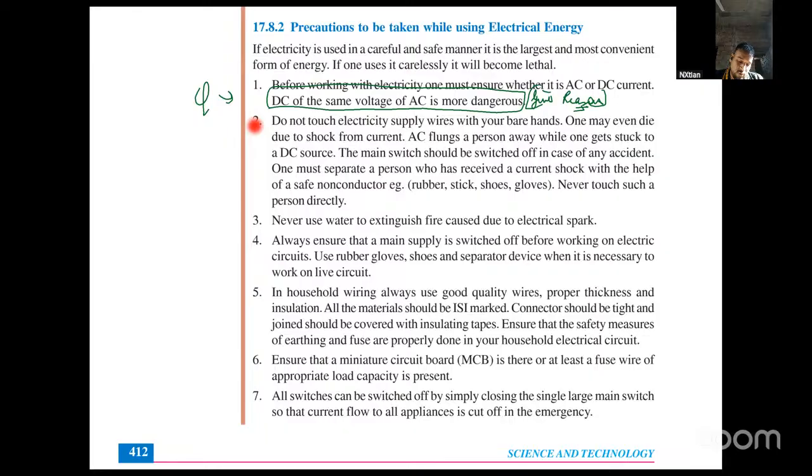I'll show you one scene. Even if you're wearing shoes and someone is getting shocked, if you try and pull them out, will you get shocked? You may, or you may not. It depends on the environment and the humidity also. If shoes are wet, it is okay to always use a stick. Even the stick should not be wet; it should be dry.